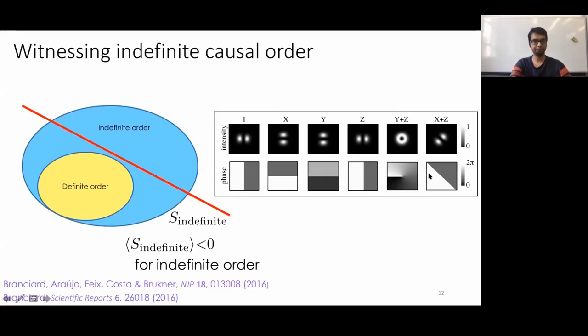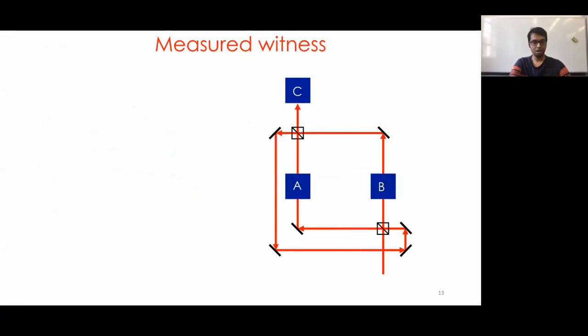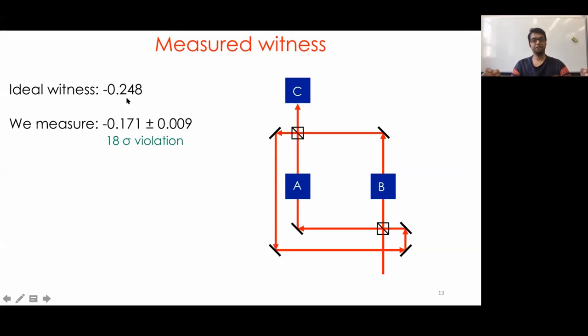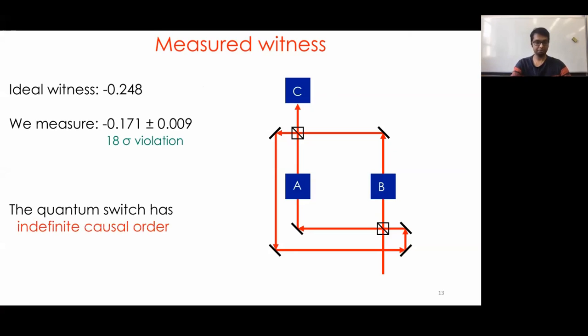Okay, so with these unitaries, we measured our witness, and theoretically, the witness should be minus 0.248, and experimentally, we measured it to be minus 0.171, which is still negative, and that shows in our experiment, we managed to achieve 18 standard deviation violation from the definite ordered process. Thus, we guarantee our quantum switch to be indefinitely ordered.